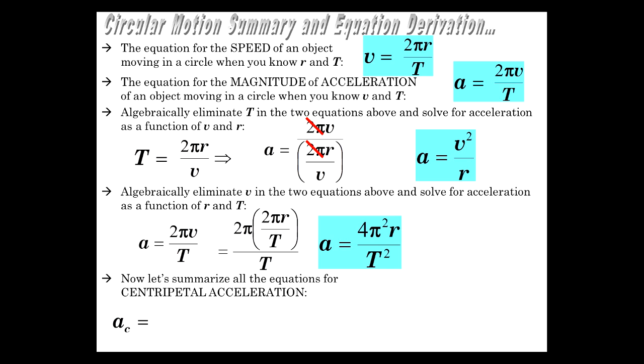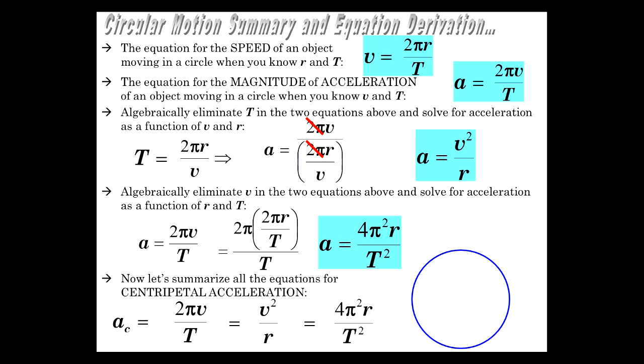So in summary, a sub c, centripetal acceleration, is 2 pi v over t, which is equal to v squared over r, which is 4 pi squared r over t squared. That's a nice summary. You should commit those to memory.